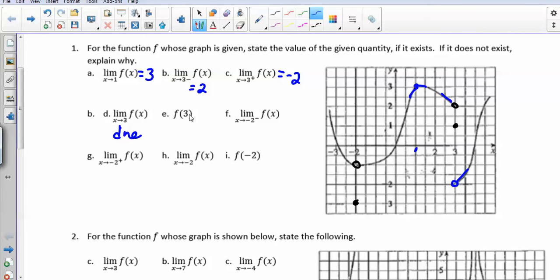F of 3 is asking what is the defined value of y when x equals 3. So we need to go to where x is 3 again, and we need the filled in value right here, which is 1.